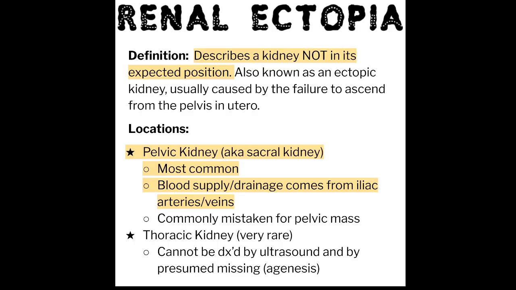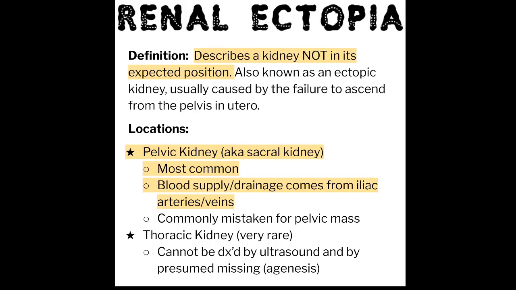Next up, we have renal ectopia. So renal ectopia is kind of this overarching idea that the kidney has not made it to its expected position. In utero, we expect that the kidneys, which are developing in the pelvis, are going to migrate up into the abdomen. And that migration process can get interrupted or can be confusing for the kidneys. And when that happens, we have renal ectopia.